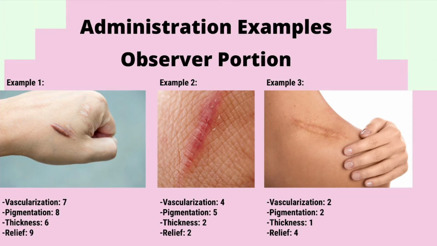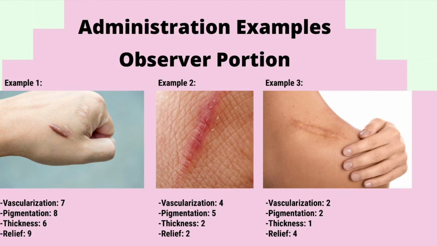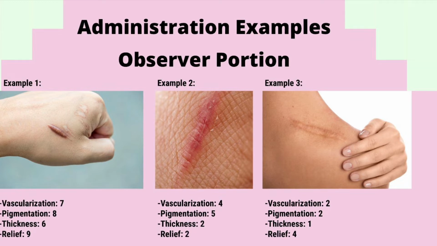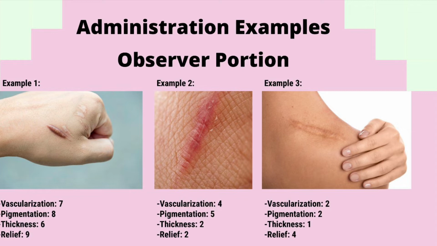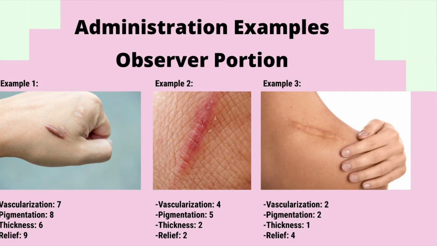For example 3, for vascularization, I scored a 2 because this normal skin color is almost pale. It is almost back to normal. For pigmentation, I scored a 2 because the skin is not completely healed yet and the surrounding area is a bit hyperpigmented, meaning that it is darker than the normal surrounding skin color. For thickness, I scored a 1 because we can tell from this picture that the skin on the scar is at the same level as the surrounding skin.